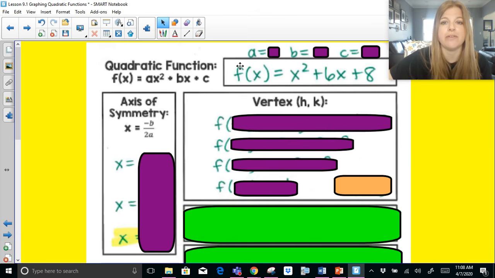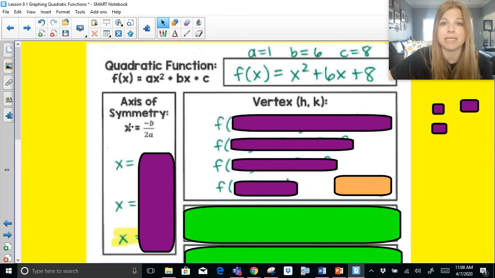Ready? F of x equals x squared plus 6x plus 8. My a is in front of the x squared, so my a value is 1. My b is whatever is in front of my x, so it's 6. My c is the number that's by itself at the end. So a is 1, b is 6, c is 8. We're going to graph this function.